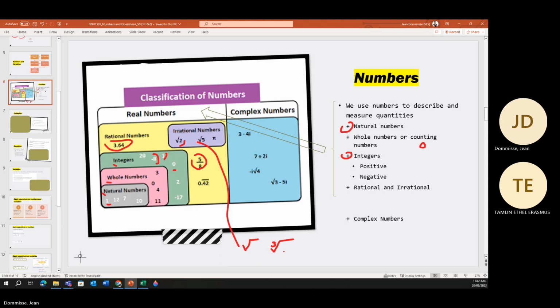And then I added, because sometimes they ask it and sometimes you don't have it in the study guides, complex numbers.